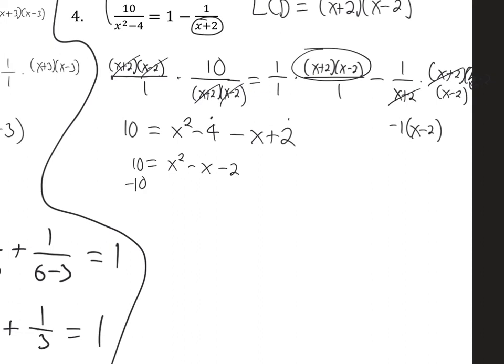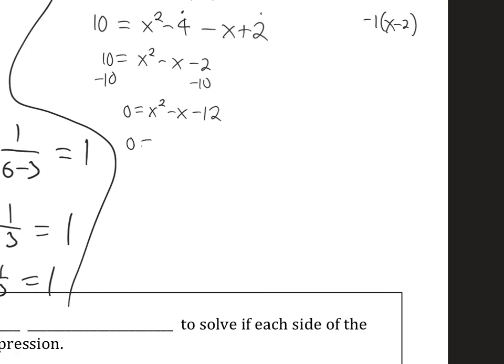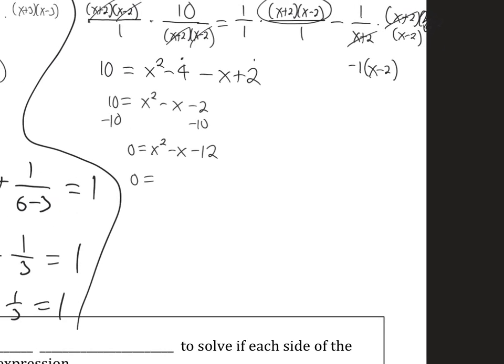Subtract 10 from both sides to make it equal to 0 to solve a quadratic. x squared minus x minus 12. This factors too. How does it factor? So basically we set it equal to 0 because it's a quadratic. It's a squared, it's going to factor. It's going to be x minus 4 times x plus 3. So x is going to be equal to 4 or -3.